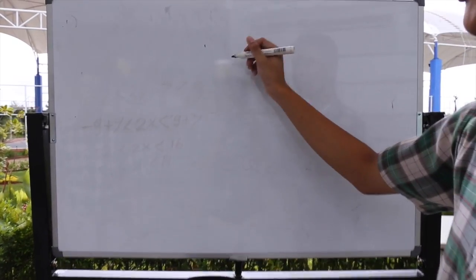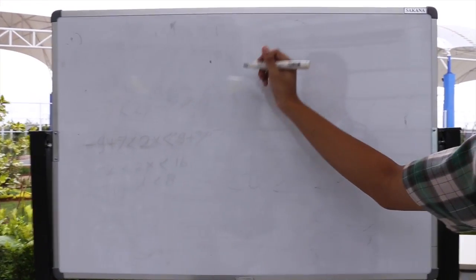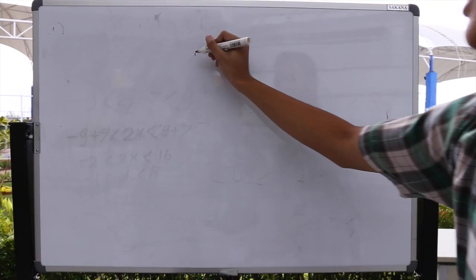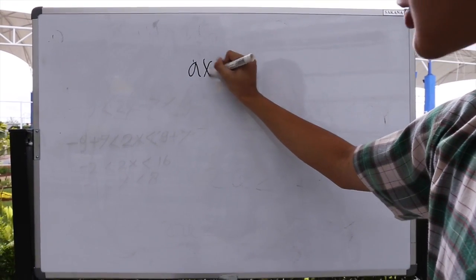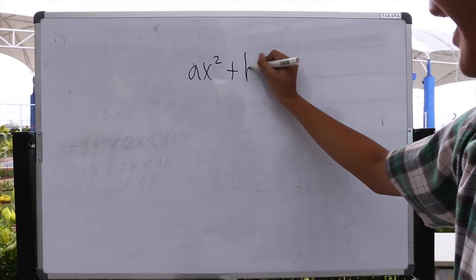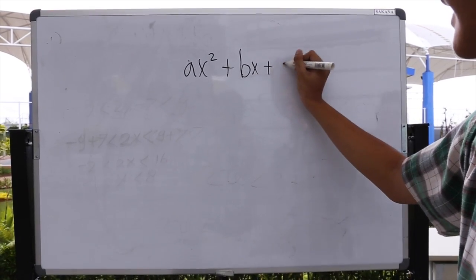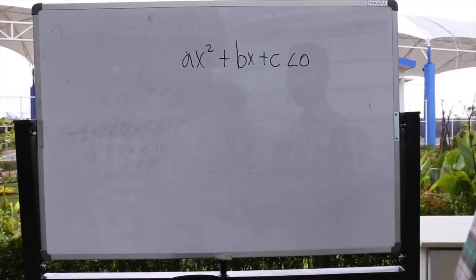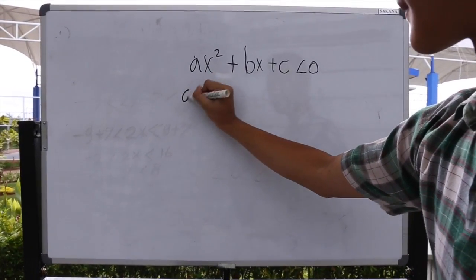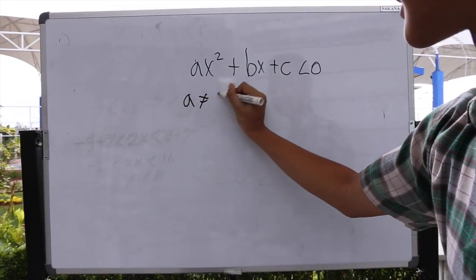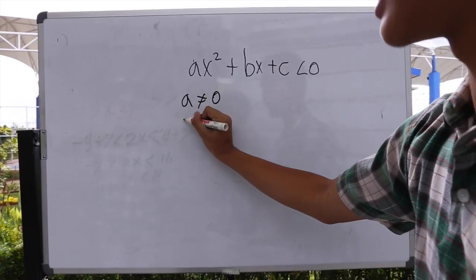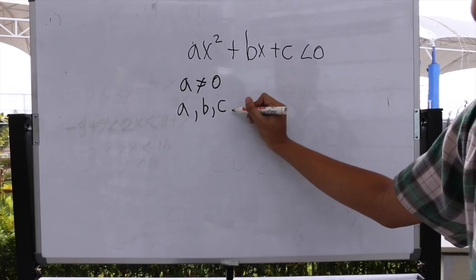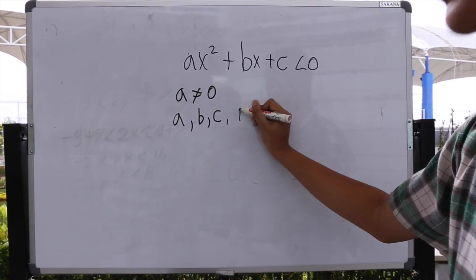Right now I want to explain to you about the basic form of quadratic inequalities. The basic form is ax squared plus bx plus c less than 0, where a cannot equal 0, and a, b, and c are real numbers.